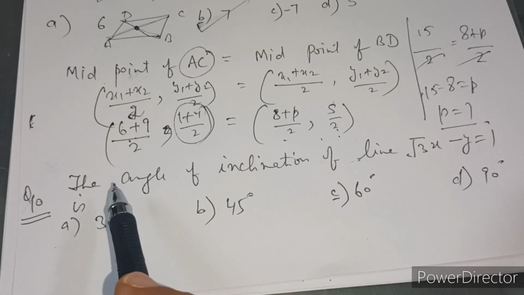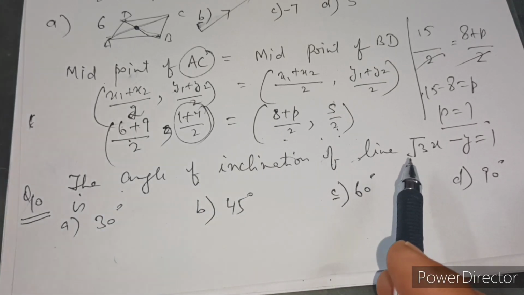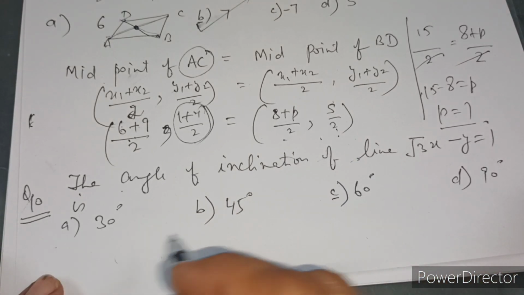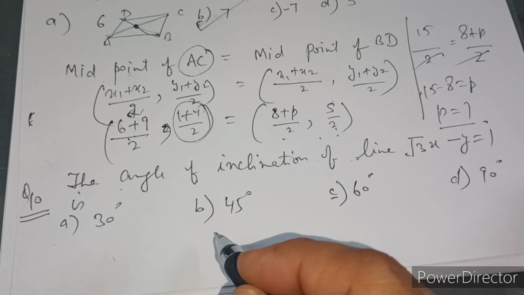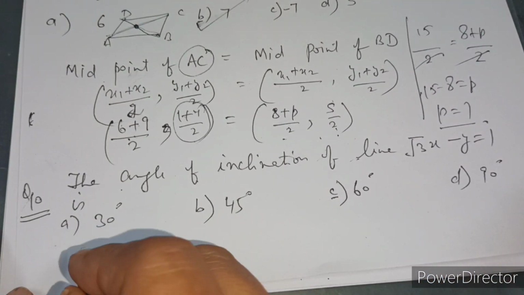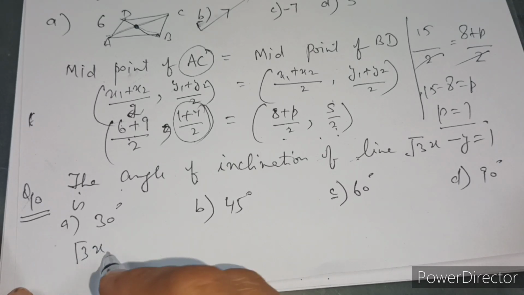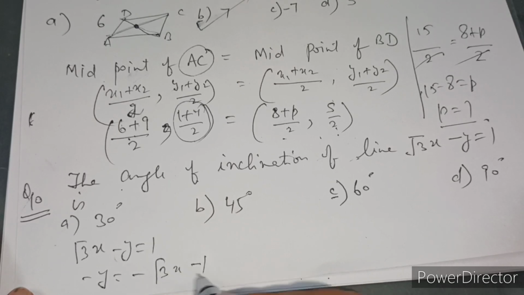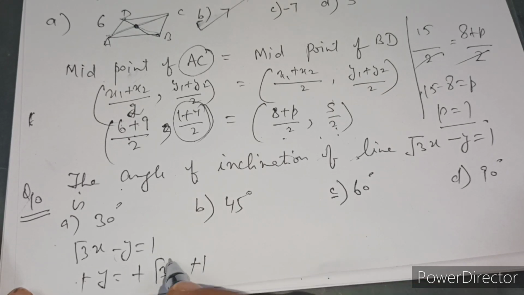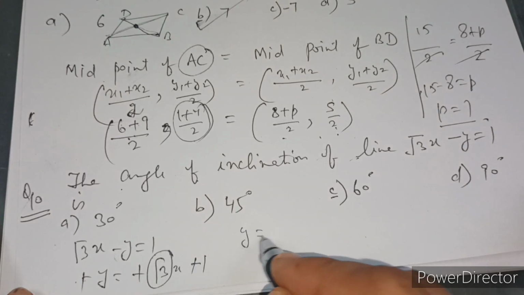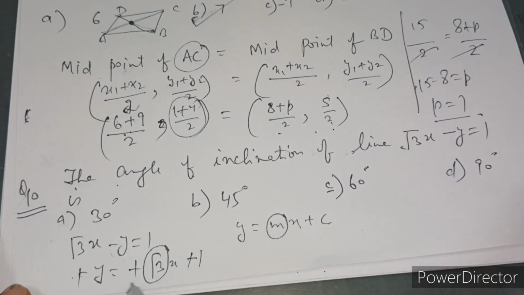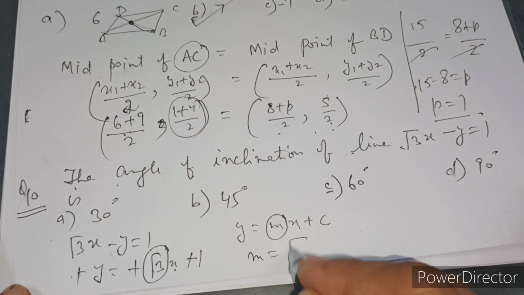Question number 10 says, the angle of inclination of the line. He's asking us to find the angle of inclination of the line which is already given. Inclination depends only on the value of the slope, so we will try to get the slope of this equation. The equation is root 3 x minus y is equal to 1. So minus y is equal to minus root 3 x minus 1. The minus comes to this side and it becomes plus. So the coefficient of x is root 3. If I compare it with y is equal to mx plus c, m is nothing but root 3.